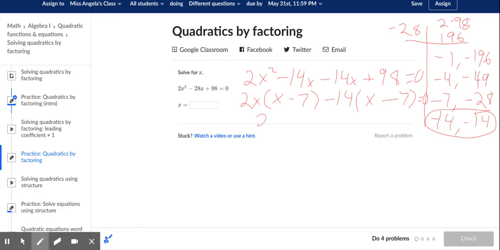So now I can write 2x, x minus 7. I'm just rewriting what I have written there. Okay, x minus 7, 2x minus 14 equals 0. So now I can set each of these things equal to 0 and see what I get. Remember, that's the zero product property. If I have two things multiplied together equals 0, I can separate them and set them each equal to 0.